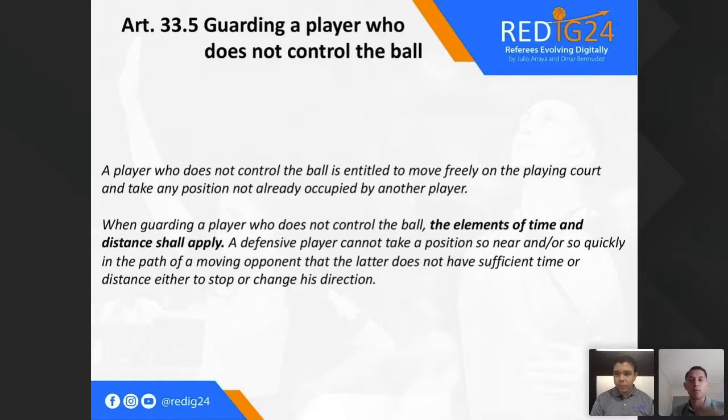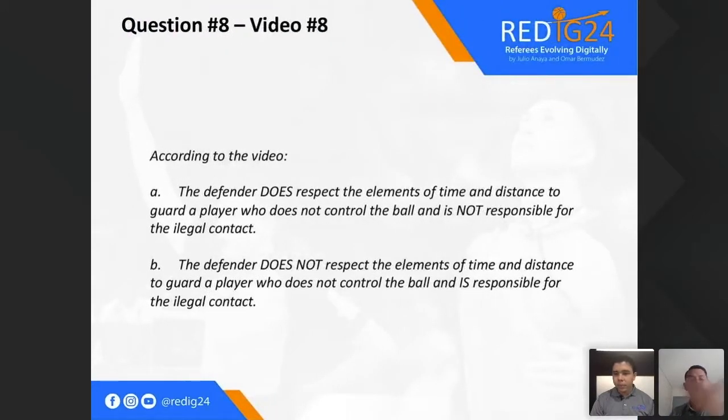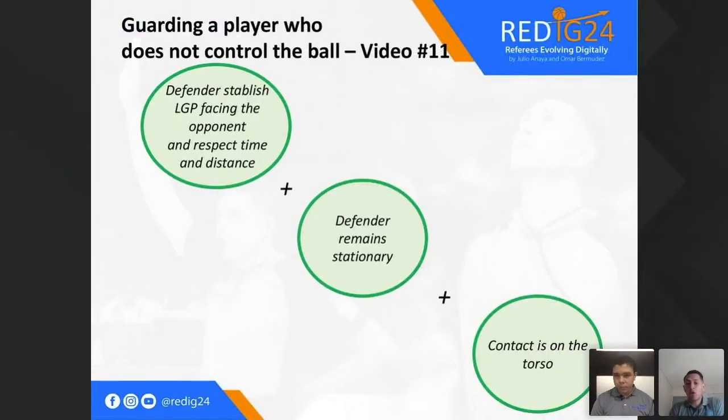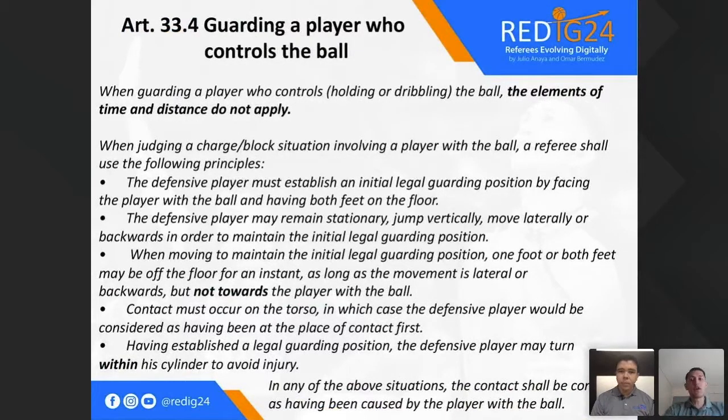So without the ball, if I'm running on the court and I'm not looking at the defensive player who is in a spot on the court, and I go through him without seeing him, it is my responsibility for that contact.